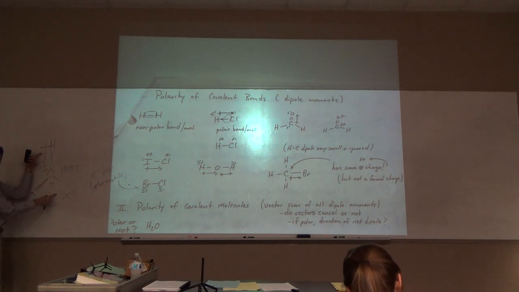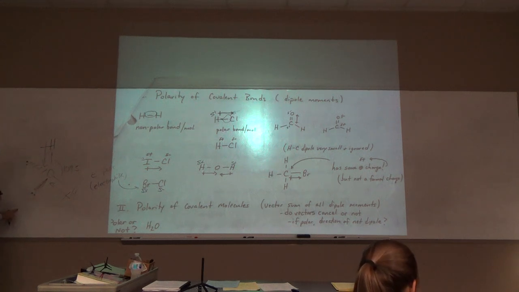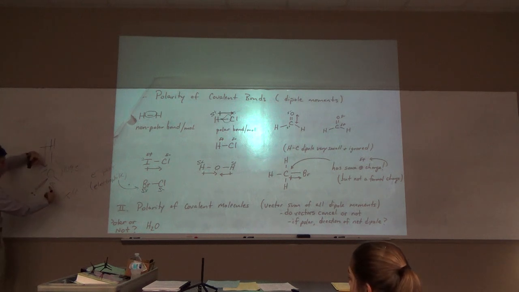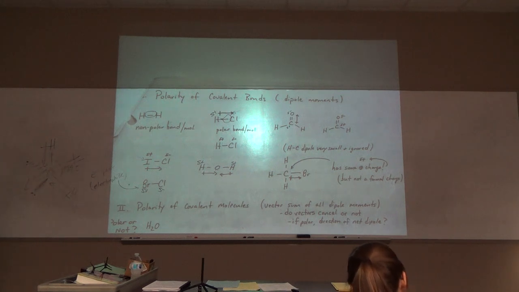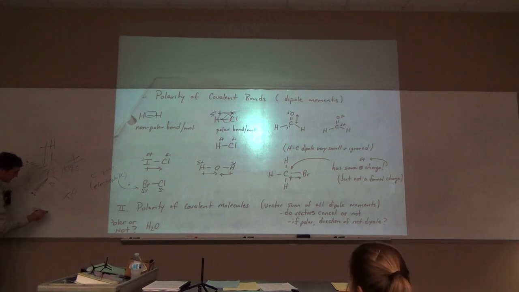These dipoles are equal in terms of intensity, but are they opposite and thus canceling? No. You need one straight down. These two are actually creating a single net dipole this way. Did you do any vector summation in math or physics? Okay, that's kind of what's going on here. We got a single molecular dipole.